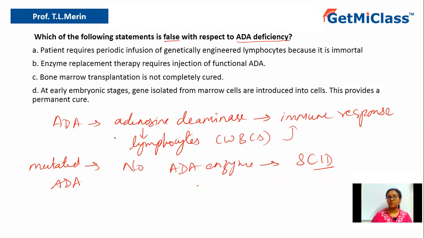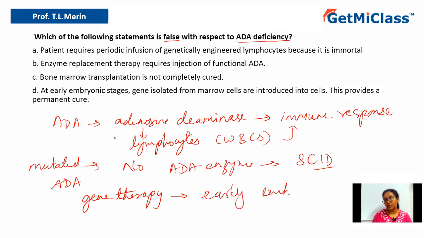So scientists have come up with a cure where they have used gene therapy. They can take the gene for the ADA enzyme and introduce it into the lymphocyte, and further that will be expressed in the human body. If it is introduced at the early embryonic stage, then you can say that it will be a permanent cure. But if we directly give it to an adult, it will be effective, but it will not be a permanent cure.